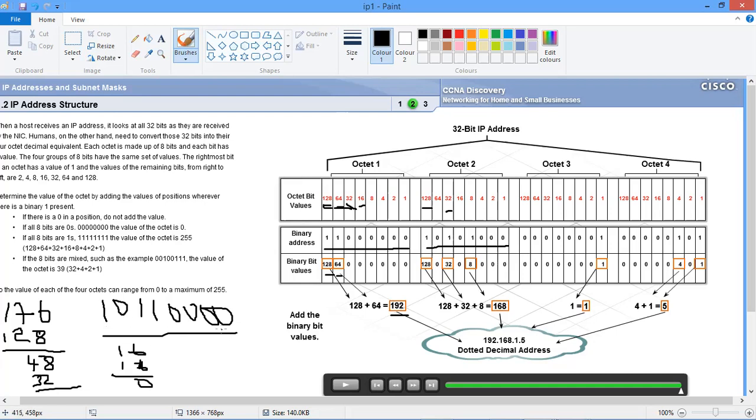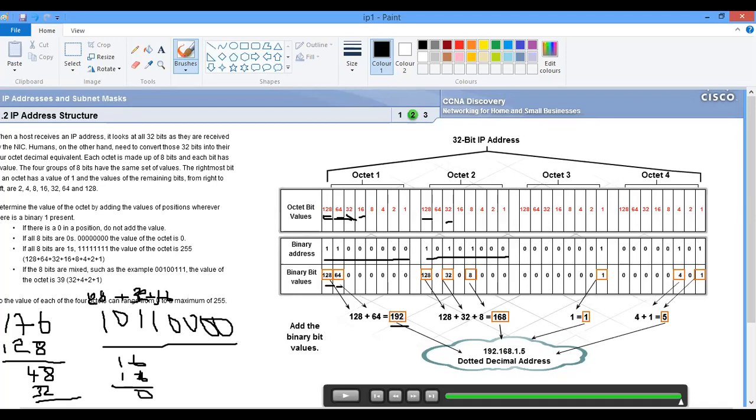If you want to convert it back to decimal, here is 128, of course. Here is 32. Here is 16. So if you add all of them together, you have 176. So in summary, that's just the way to convert decimal to binary and binary to decimal.